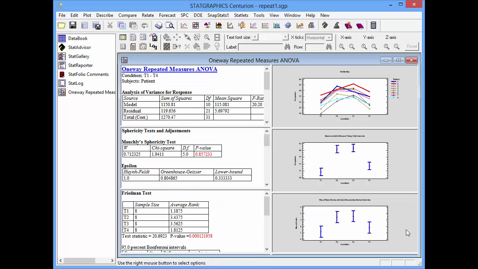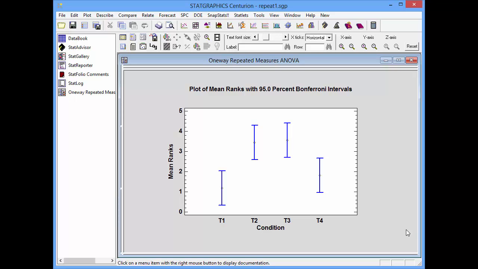We can plot these mean ranks with 95% Bonferroni intervals. This lets us do an experiment-wide comparison of all pairs of mean ranks. It works the same way as the Tukey HSD intervals. Intervals that overlap, such as T1 and T4, indicate no significant difference between the mean ranks at those time periods. Intervals that do not overlap, such as time T1 and T2, indicate a significant difference between the mean ranks.